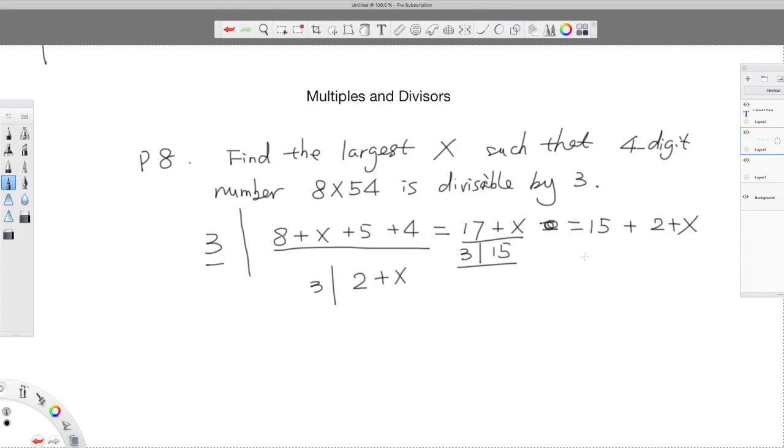Using that property, 15 is already a multiple of 3, and the whole thing is a multiple of 3 if and only if 2 plus x is a multiple of 3. So x cannot be 9, because 9 plus 2 is not a multiple of 3, but 7 works. So the largest value is 7.